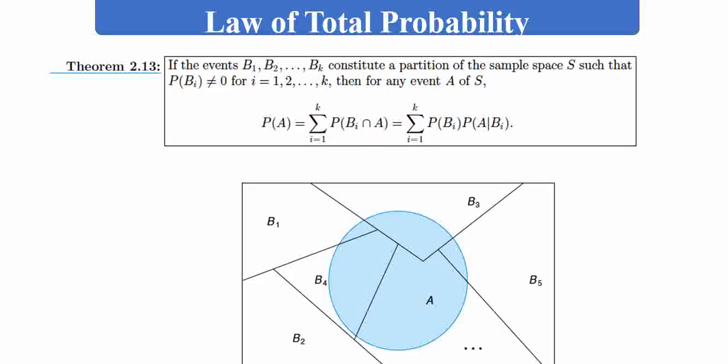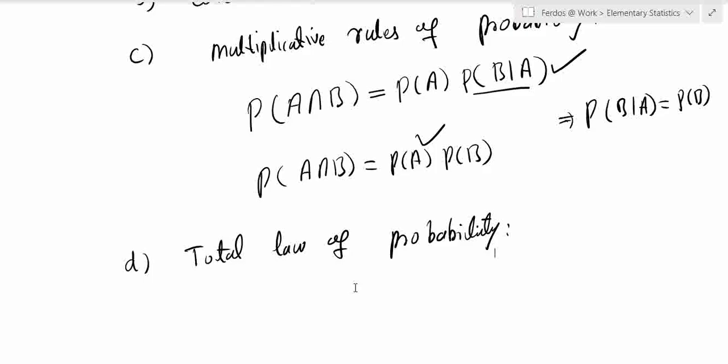You can see in this diagram that a sample space is partitioned into different events, that is B1, B2, B3 and so on, and in the center there is an event A which is also partitioned, by the way. This is B1, B2, B3, B4, B5 and so on. So this event is partitioned. Now I need A. So how can I write A for this diagram?